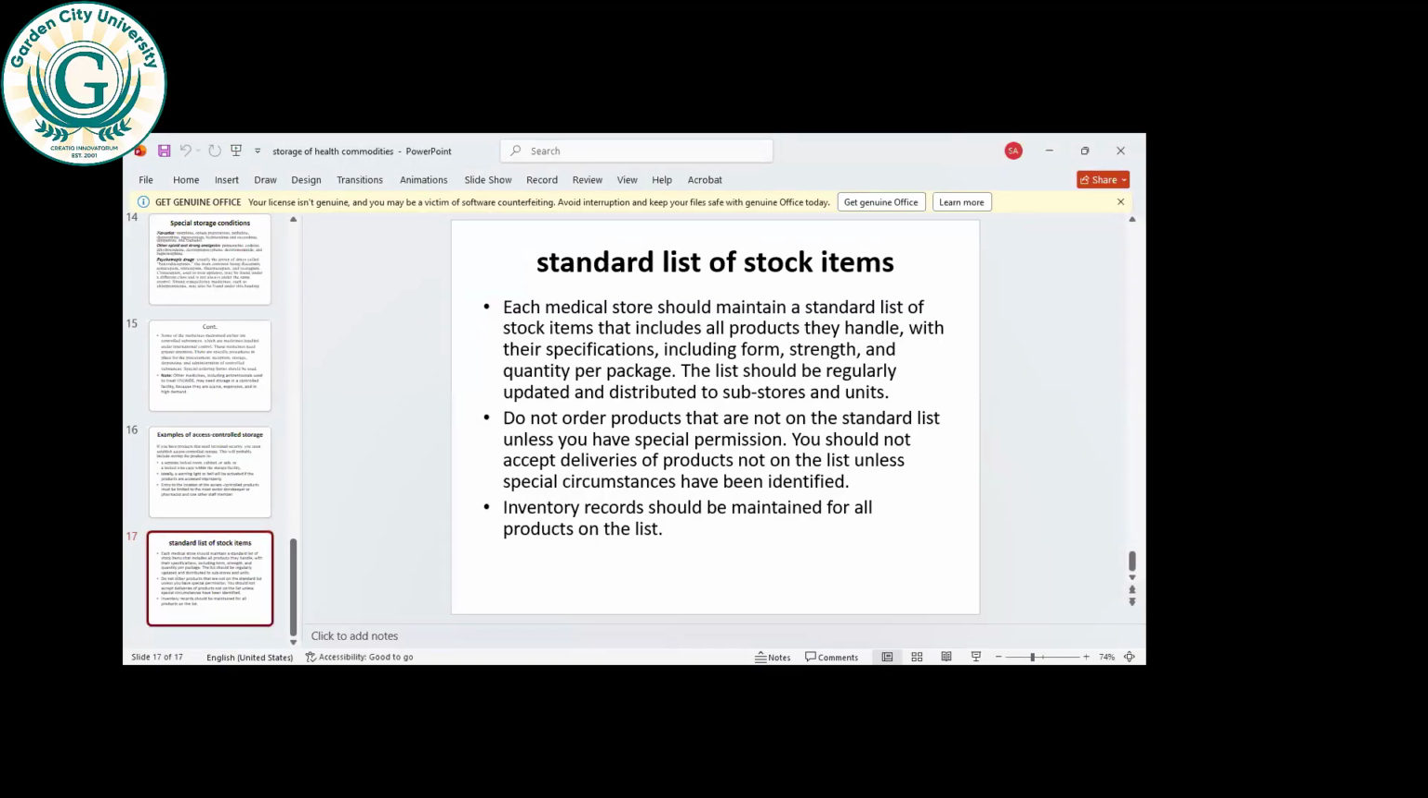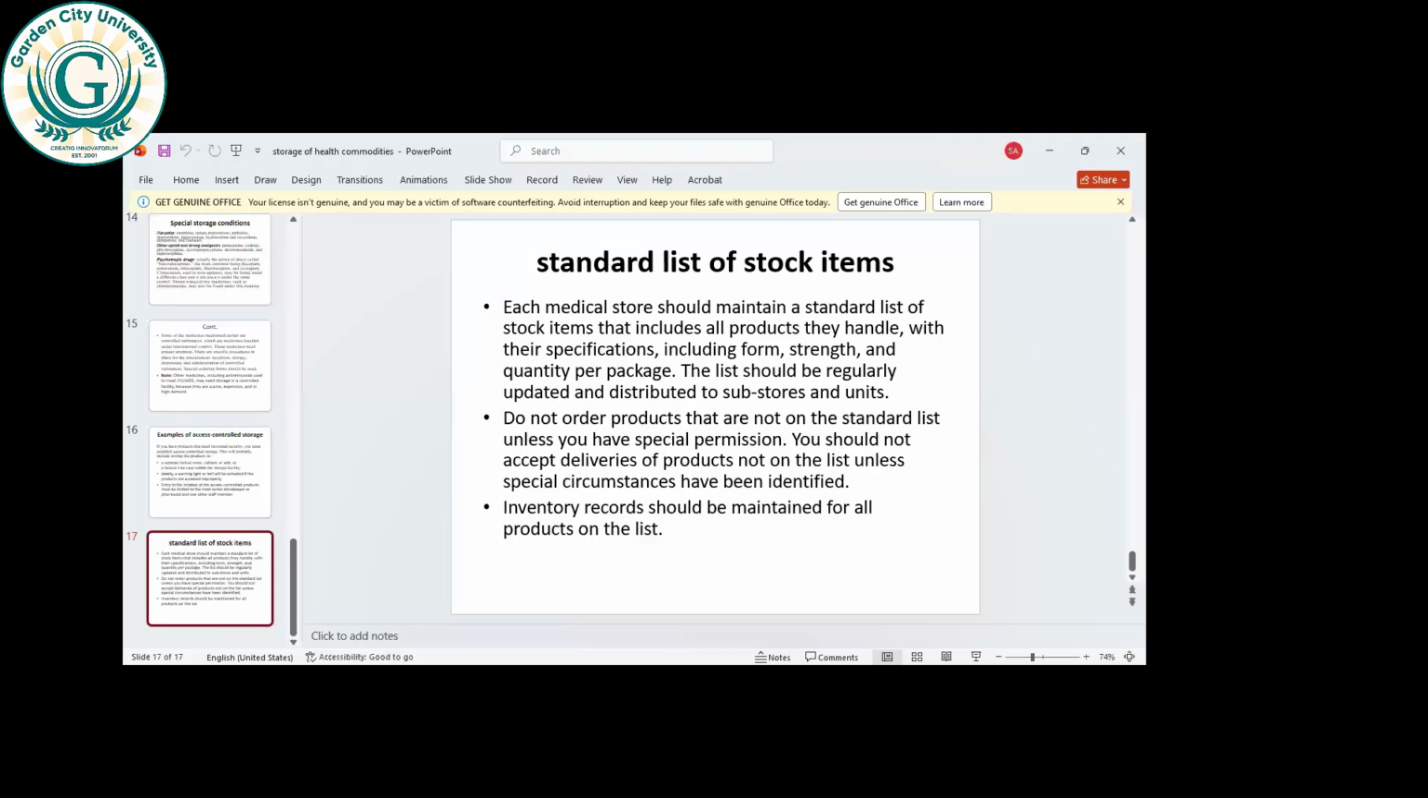So let's look at the standard list of stock items. Each medical store should maintain a standard list of stock items that includes all products they handle with their specifications, including form, strength, quantity per package. This list should be regularly updated and distributed to sub-stores and units.